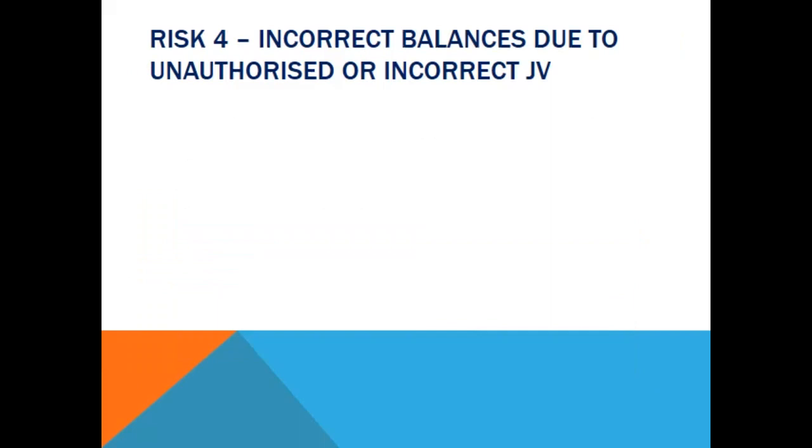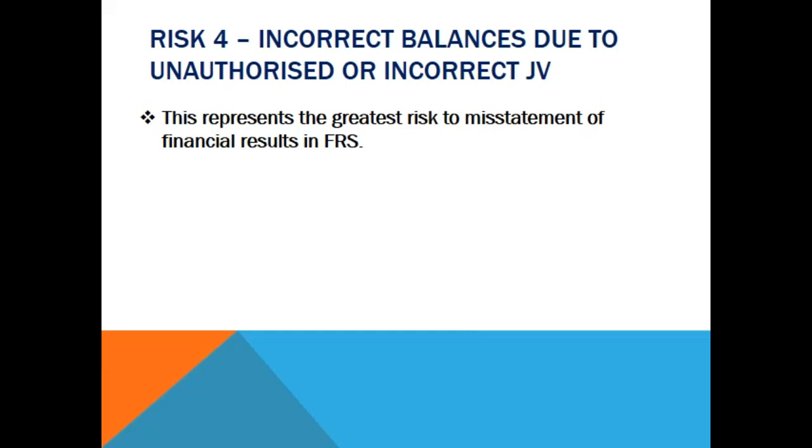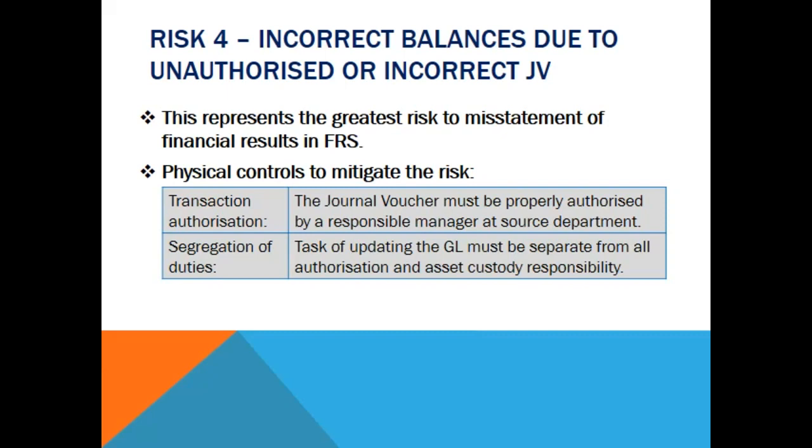Incorrect balances due to unauthorized or incorrect journal vouchers represent the greatest risk to misstatement of financial results in the FRS. Physical controls to mitigate the risk include transaction authorization, where the journal voucher must be authorized by a responsible manager before it is entered and posted, and the segregation of duties, where the task of updating the GL must be kept separate from all authorization and asset custody responsibilities.